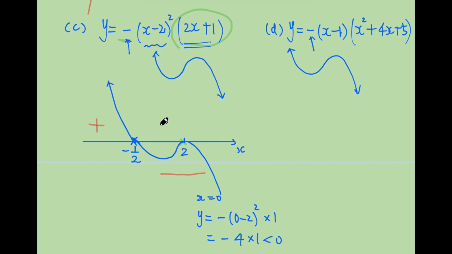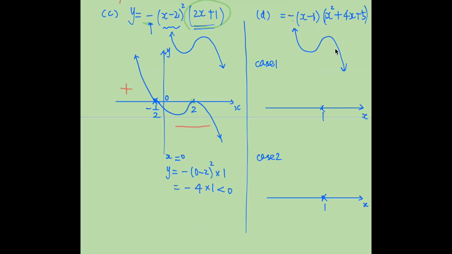Then the graph is basically like this. For the y-intercept, we are going to calculate, let x be 0, and the same, I'm going to skip this step. Then for question D, we already know the graph is like climbing down, double hills, and it has one x-intercept, x equals 1, and for the quadratic factor, we have to check the discriminant, which is b squared minus 4ac. For this question, a is 1, b is 4, and c is 5.